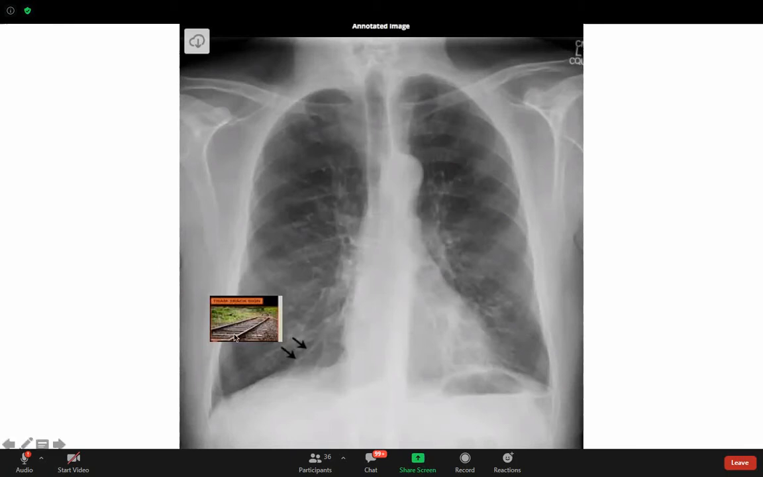Tram track means the railway line. The cause is usually a bad infection in the bronchioles that leads to this tram track shape and can lead to what we call bronchiectasis. It's basically a destruction of the normal airway shape, indicative of bronchiectasis. Okay, any other questions, guys?